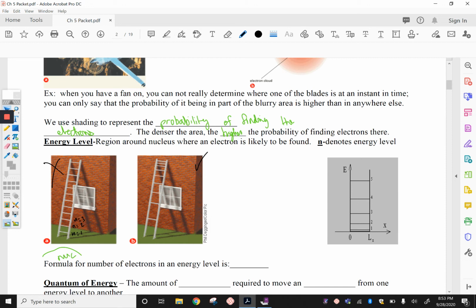Now, that's a funny looking ladder, right? So imagine your nucleus right here. This is the first energy level. This is the second energy level, the third energy level, the fourth energy level, the fifth energy level. What do you notice? Well, it looks like they're getting closer and closer to each other, right? And that's exactly what happens in the atom. These energy levels get closer and closer in value to each other the farther you go away from the nucleus.